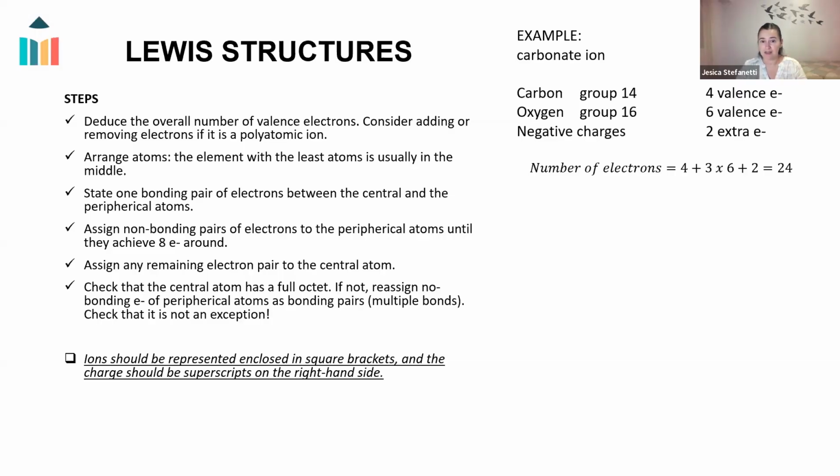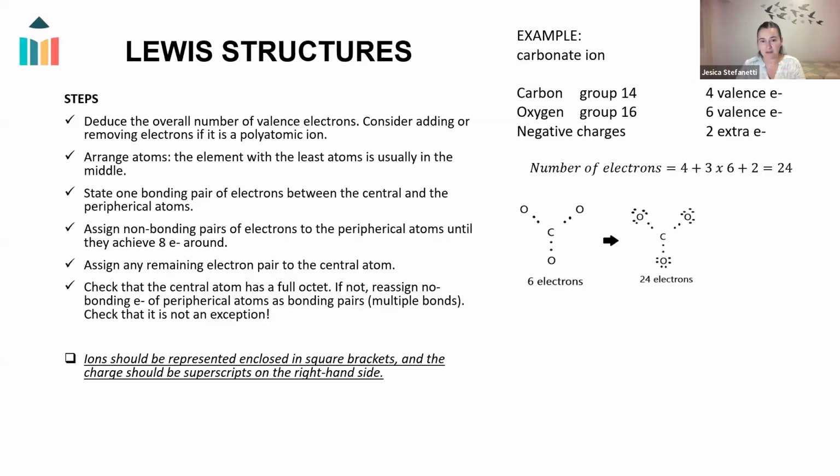Let's follow the steps I just explained to see how to develop the structure here. First of all, we will state carbon as the central atom and the oxygens around, and we will state one bond between the central atom and each peripheral. Once we are doing so, we are going to put the non-bonding electrons around the oxygen so that all of them can achieve the octet rule. If you check this structure, we already have 24 electrons, meaning we have already arranged the electrons.